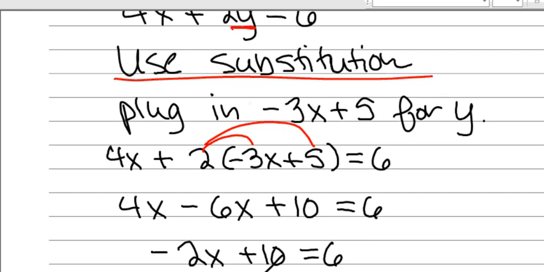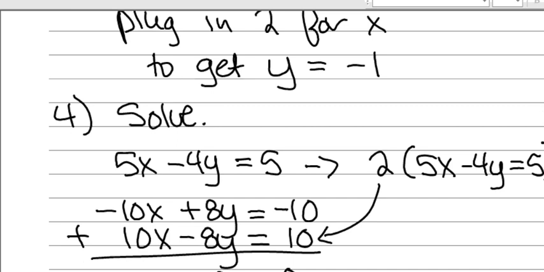I'm going to distribute that 2, and I'm going to get 4x minus 6x plus 10 equals 6. I'm going to combine like terms, and I'm going to get negative 2x plus 10 equals 6.